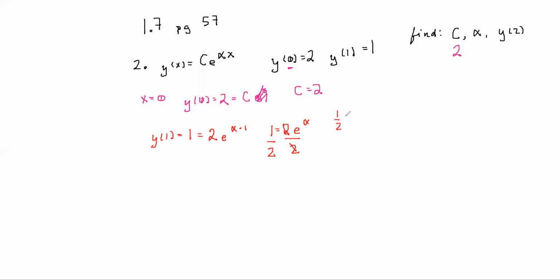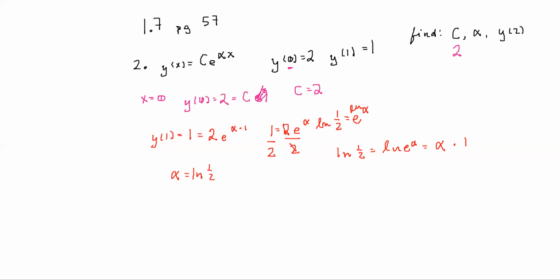So I have 1/2 equals e to the alpha. Then I'm going to take the natural log of both sides. So I'm going to end up with natural log of 1/2 is equal to natural log of e to the alpha, which is equal to alpha times 1. So we know that alpha is equal to natural log of 1/2.